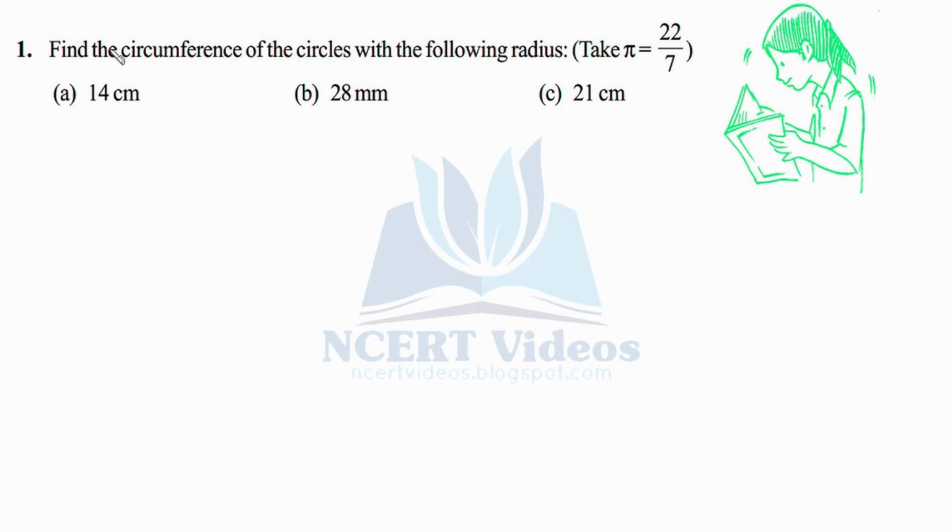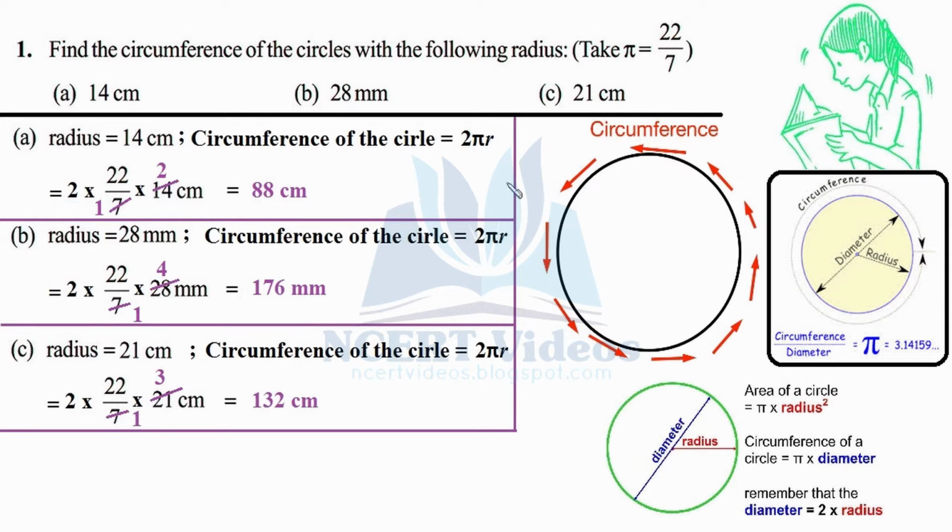Question first. Find the circumference of the circles with the following radius, and you have to take pi as 22/7. Before solving this question, let's visit the concept. So, a circumference is the perimeter of a circle, or in other terms, it is a point which travels in such a fashion around a central point with same distance from the center.